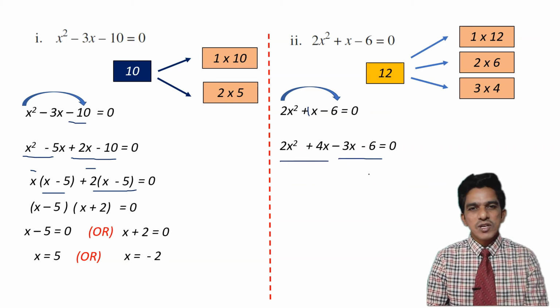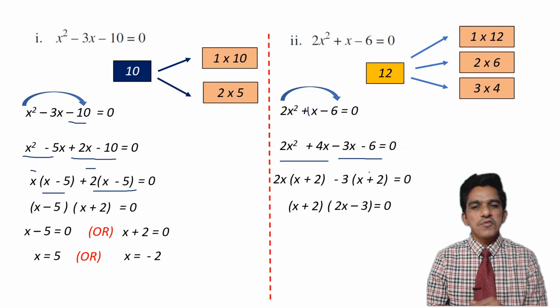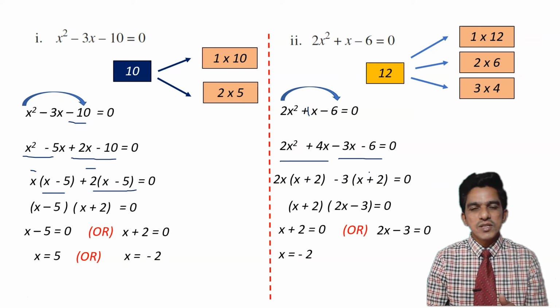In 2x square plus 4x, I can take out 2x. So it will be x plus 2, and then from minus 3x minus 6 I can take out minus 3. Then it will be x plus 2. Common factor x plus 2. So x plus 2 of 2x minus 3 is 0. This means either x plus 2 is 0 or 2x minus 3 is 0. x plus 2 is 0 means x is equal to negative 2. Or 2x minus 3 is equal to 0 means x is equal to 3 by 2.